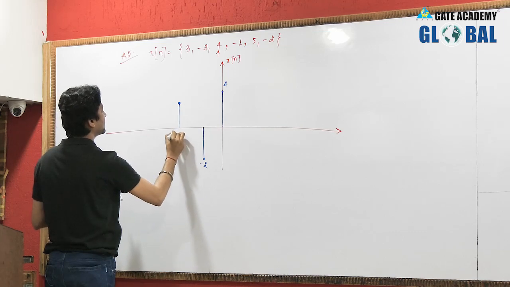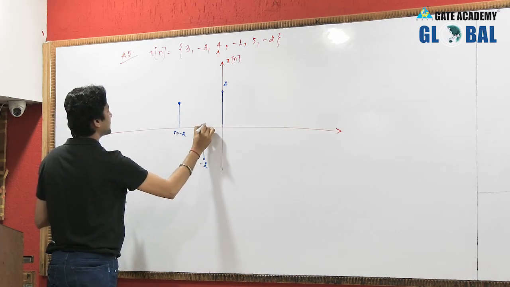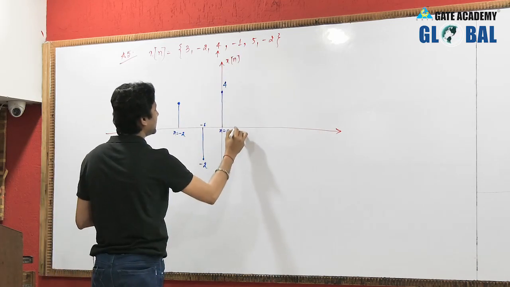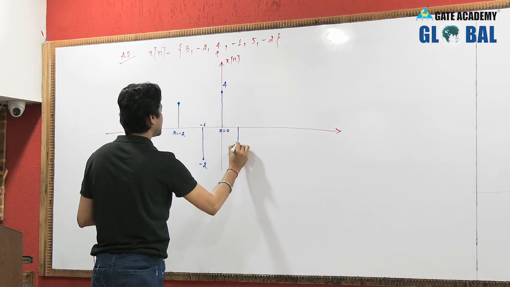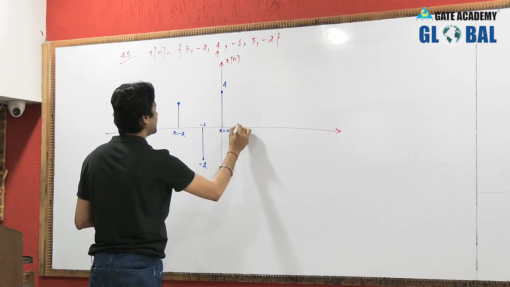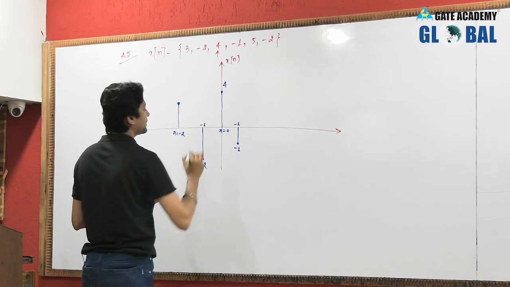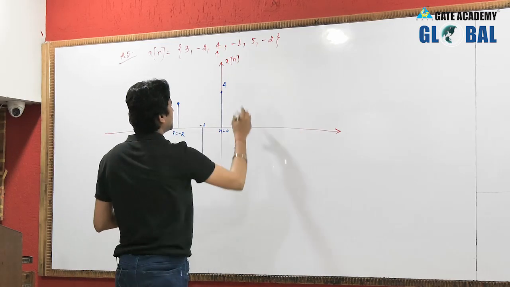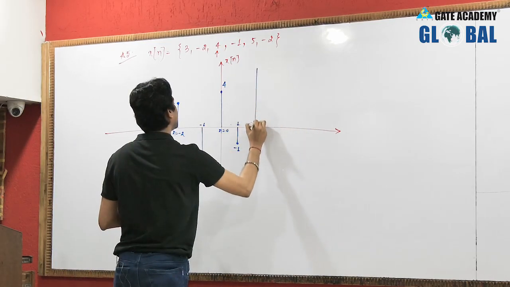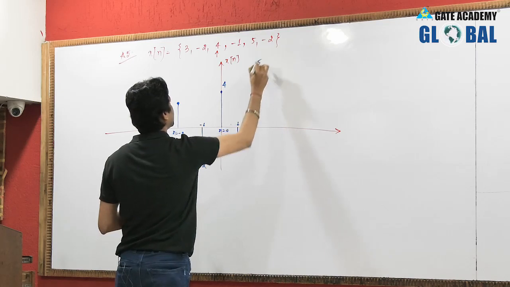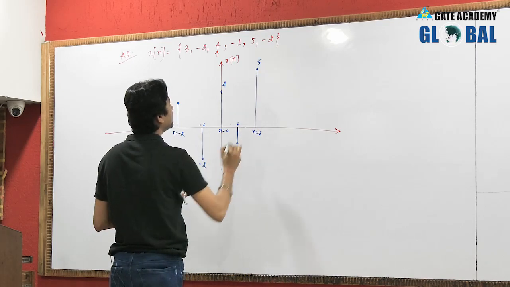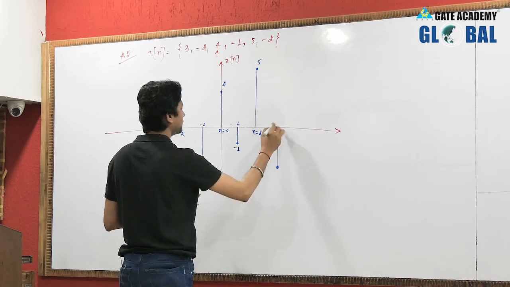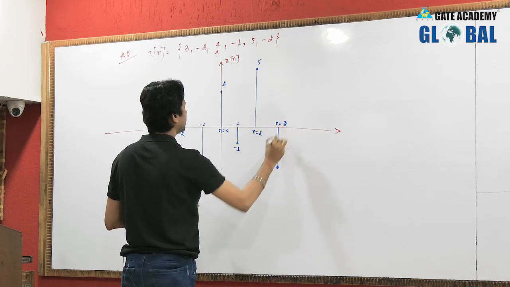So it is n = minus 2, minus 1, then n = 0. Now at n = plus 1, the value is minus 1. At n = 2, the value is 5, and at n = 3, the value is minus 2.